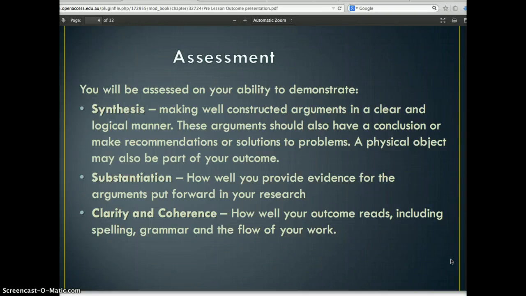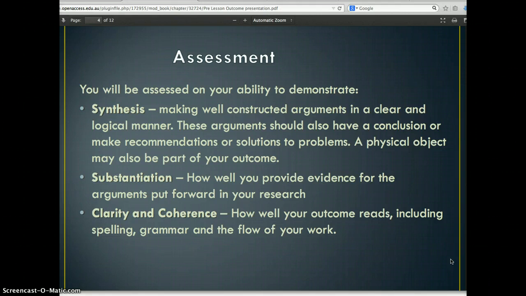Substantiation, how well you provide evidence for the arguments put forward in your research. So this is also where you use the research that you found. So in your outcome, you'll be answering your question and you'll be making various arguments in answering your question, and you need to back up those arguments. You need to provide evidence for the things you're saying, and you will use the things that you found for your folio as your evidence.